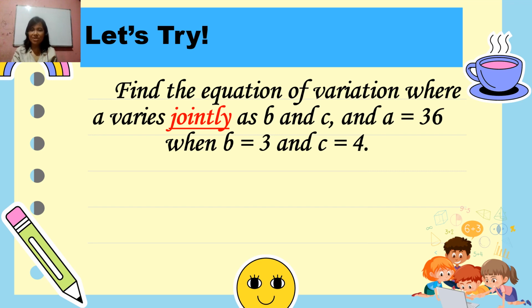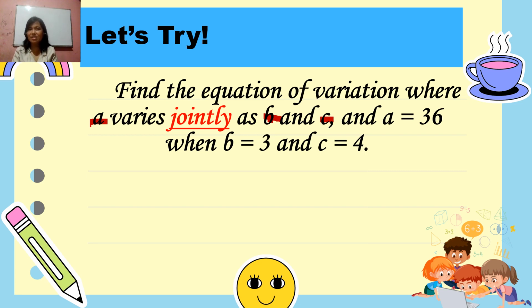Find the equation of variation where A varies jointly as B and C, and A is equal to 36 when B equals 3 and C equals 4. So here, it is very clear now that from the statement, we have three quantities involved. The first is A, and then we have B and C. So there are three variables or three quantities.